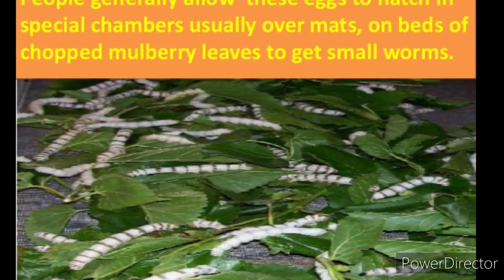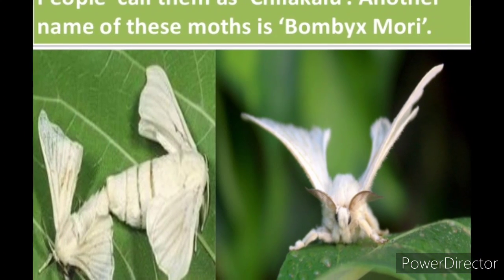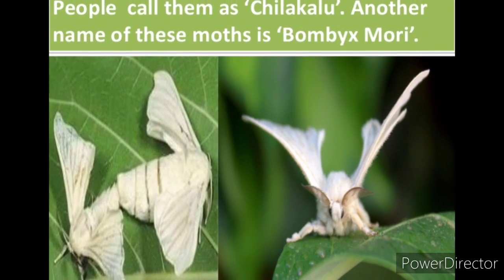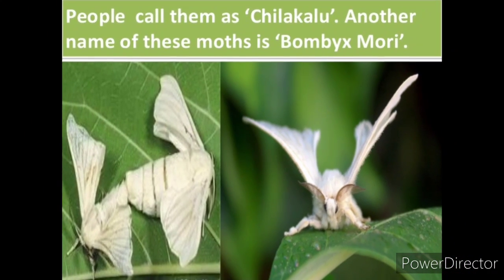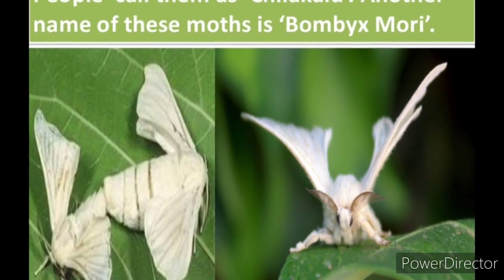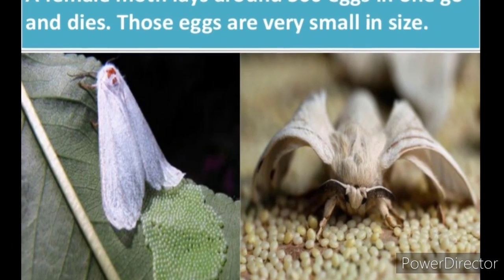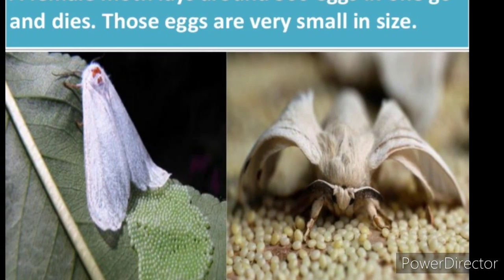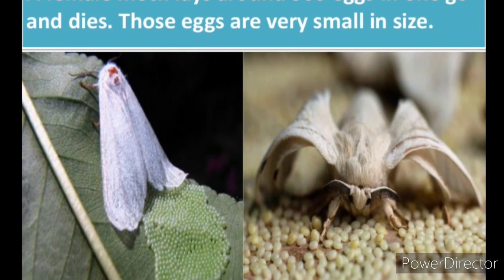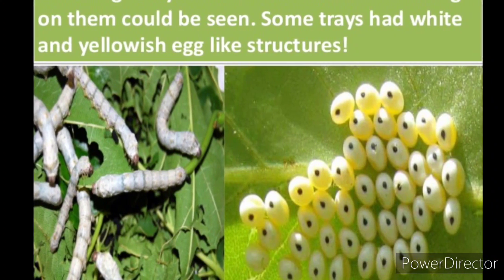Silk moths are just like butterflies. They lay eggs on leaves. This is our silk moth, female and male. The female is slightly bigger in size. It will lay about 500 eggs on the back side of the leaves.